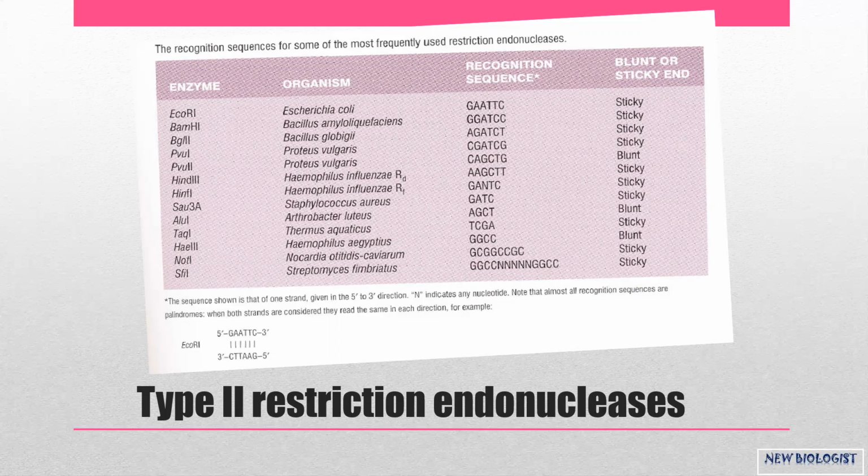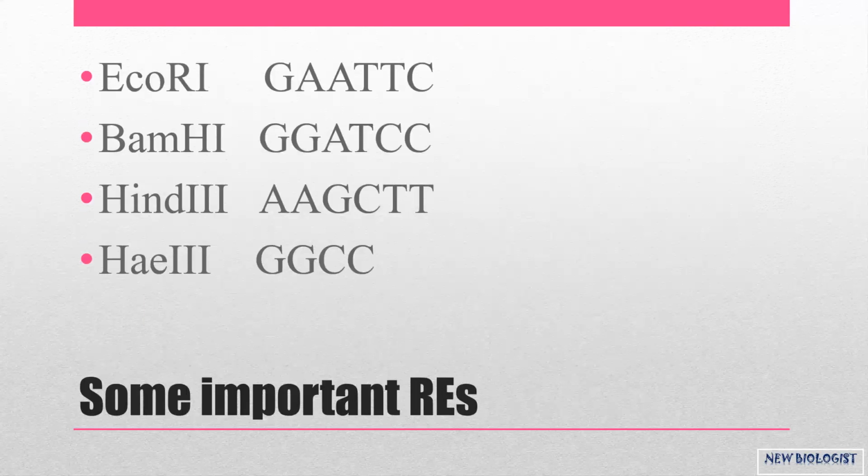Among them, some generate blunt ends and others sticky ends. But here I would like to highlight four major ones, which have been asked many times in exams. EcoRI, please keep in mind, has the site GAATTC. I repeat, GAATTC. BamHI is GGATCC, GGATCC. HindIII is AAGCTT, and the last one is HaeIII, which has only four nucleotides, GGCC.